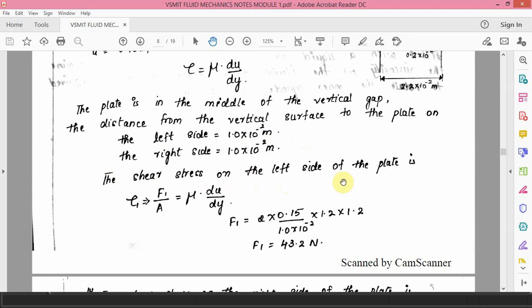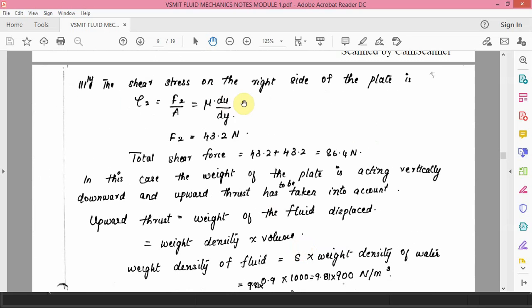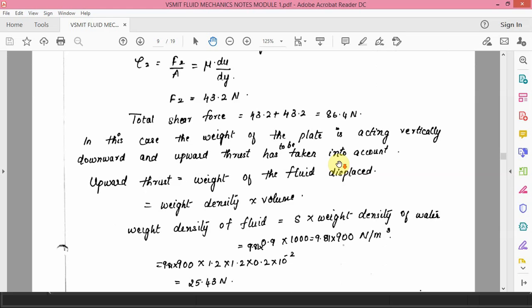The shear stress on the left side of the plate is tau equal to F upon A, that is equal to mu into du by dy. Therefore, F1 is equal to 2 into 0.15 divided by 1.0 into 10 raised to minus 2 into 1.2 into 1.2, that is F1 equal to 43.2 Newton. Similarly, the shearing stress on the right side of the plate is tau equal to F2 upon A, that is equal to mu into du by dy. Therefore, F2 is equal to 43.2 newtons. Therefore, total shear force is equal to 43.2 plus 43.2, that is equal to 86.4 newtons.